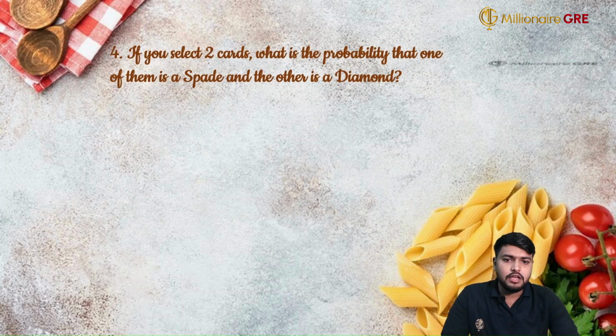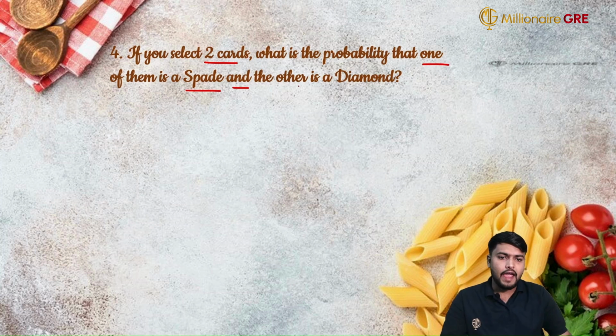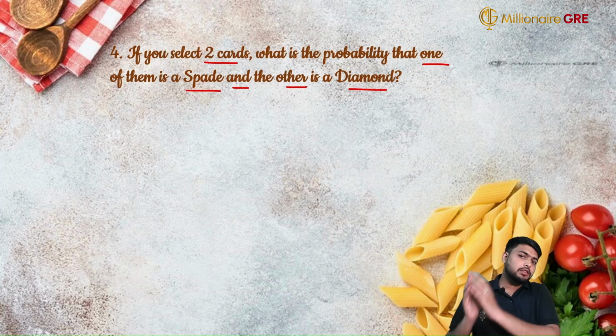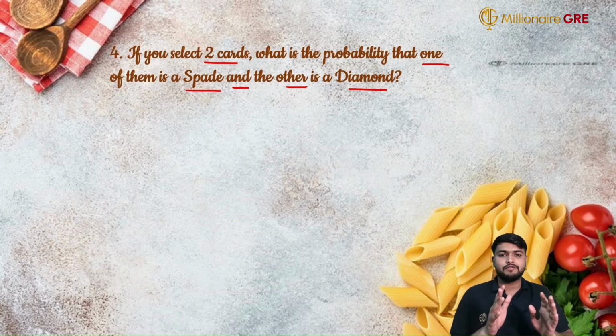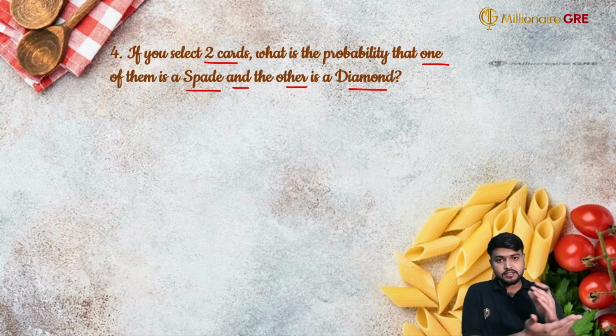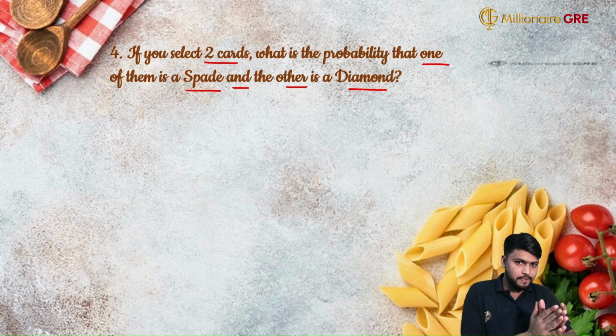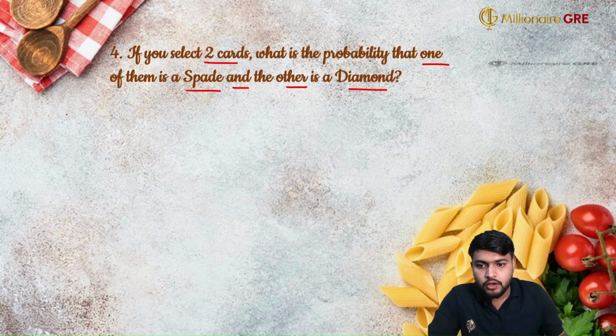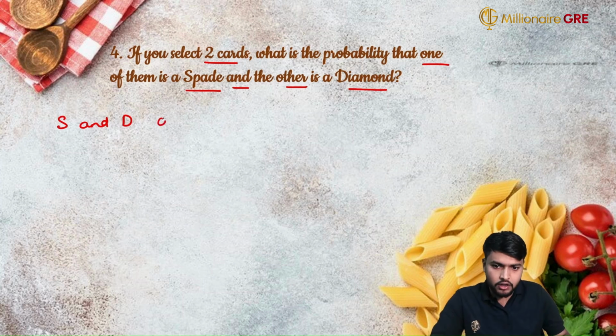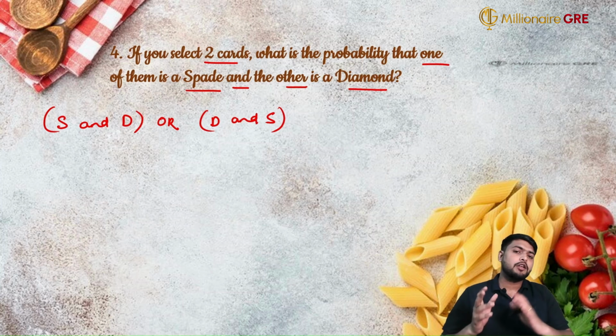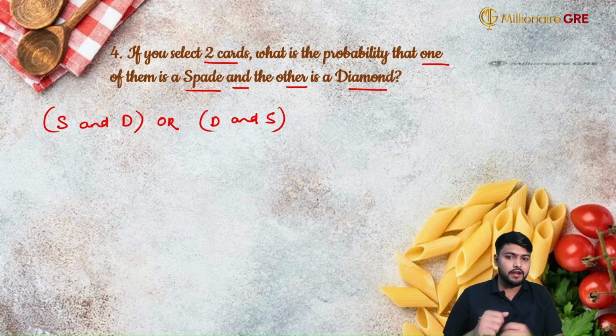The fourth one: if you select two cards, what is the probability that one of them is a spade and the other is a diamond? Now this is different from the third one. In the third one, the order was specified, that the first card is a spade and the second is a diamond. But here, any one is a spade and the other one is a diamond. So here there can be two cases. You can have the first card as spade and the second as diamond, or the first as diamond and the second as spade. Let's find the probability of each case. What is the probability that the first one is a spade?